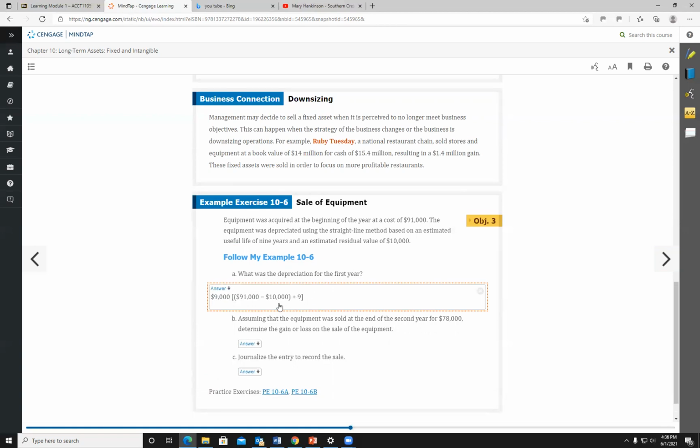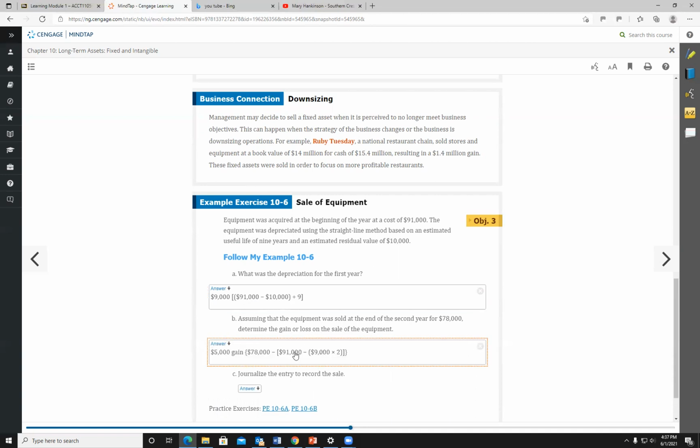So let's go ahead and look at that. We're going to take the value of the equipment, which is $91,000. We're going to reduce it by the residual value of $10,000, which is $81,000. And it has a useful life of 9 years. We're going to divide that by 9. So the depreciation for the first year was $9,000. Assuming that the equipment was sold at the end of the second year for $78,000, determine the gain or loss on the sale of the equipment.